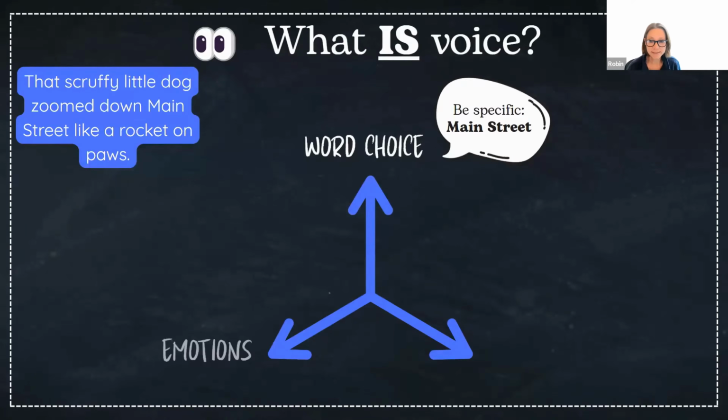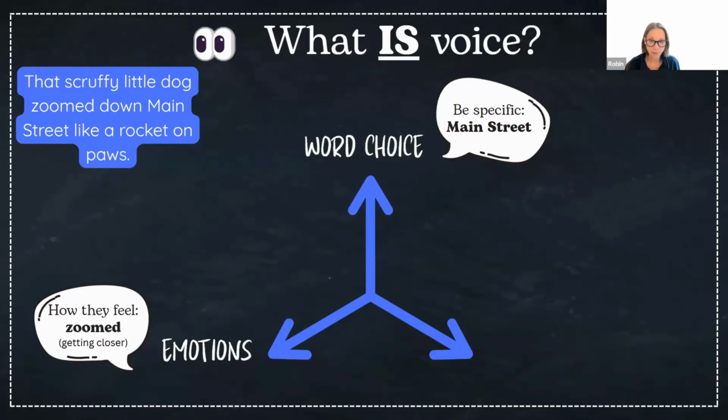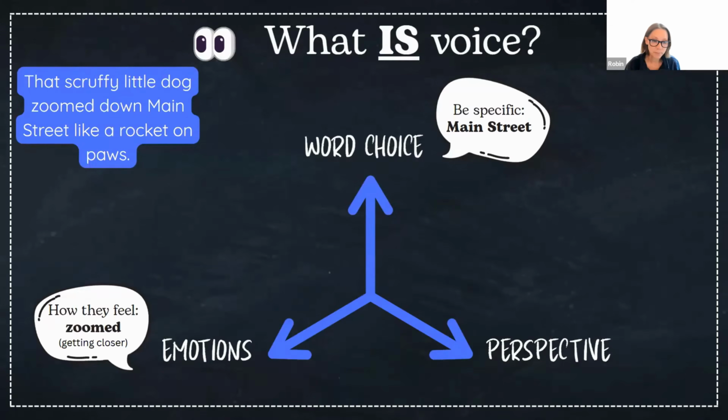The other part of voice, the second one, is emotions. Your emotional reactions are part of your voice, how you react to the world around you. So in this sentence, we changed it to zoomed. So now we start to realize, well, this dog is feeling something. We're not quite sure what it is yet. We're getting closer. So the third part to voice is, excuse me, perspective. You pause this and try to say that word 3 times fast. Perspective.